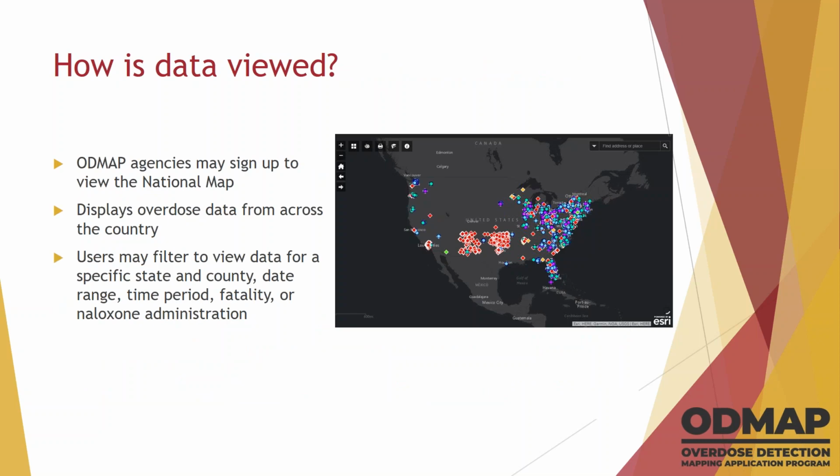So how is this data viewed? ODMAP agencies sign up for the national map. We also call this level 2. And this displays overdose data from across the country. The user can then filter that data for a specific state and/or county, a date range, a time period, and they can look specifically at fatal versus non-fatals or naloxone administration to get a better view of the data.